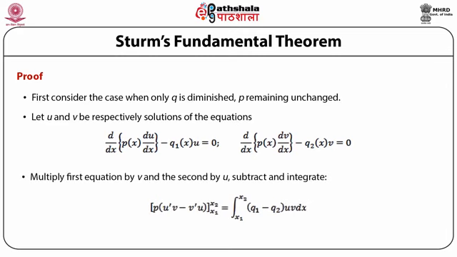We multiply the first equation by v and the second equation by u, subtract them and integrate the equation between points x1 and x2 to obtain [p (u' v - v' u)] from x1 to x2 equals the integral from x1 to x2 of (q1 - q2) uv dx. This is a special case of what is usually called Green's formula or theorem.